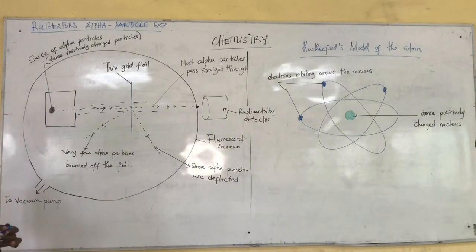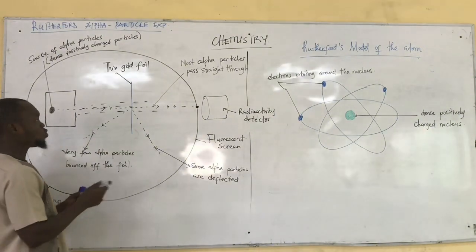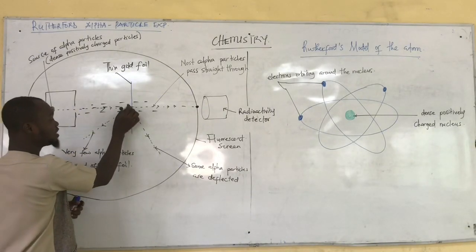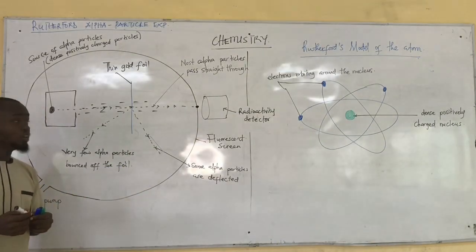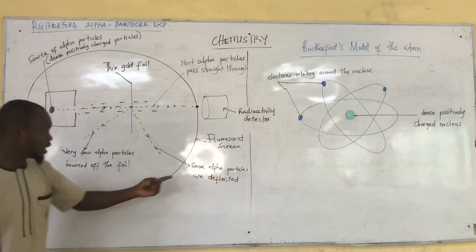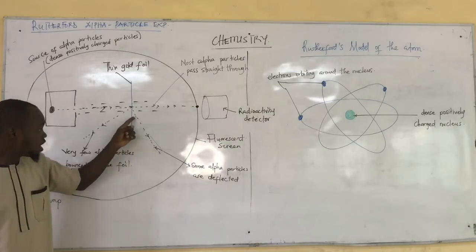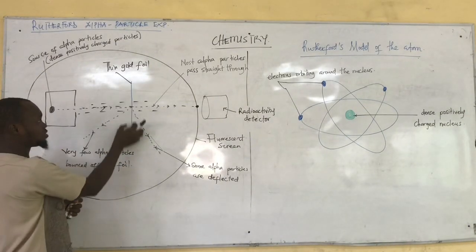Another observation was that some of the alpha particles were deflected. Once they came into contact with the thin gold foil, they could see deflections. They were deflected at different angles. Is that okay? So some of the alpha particles were deflected at angles. The arrow here indicates the deflected alpha particle once it came into contact with the gold foil.